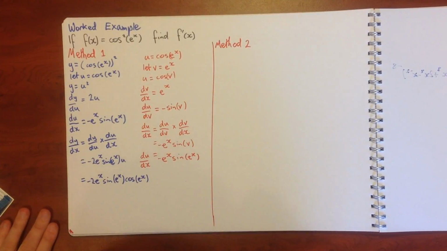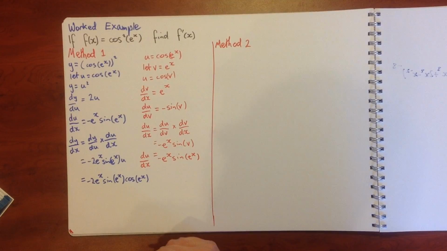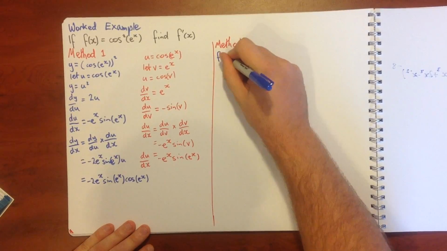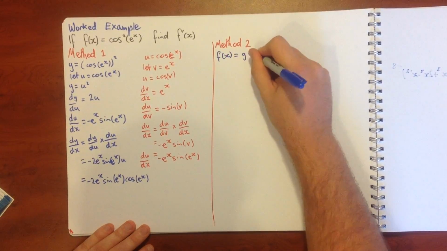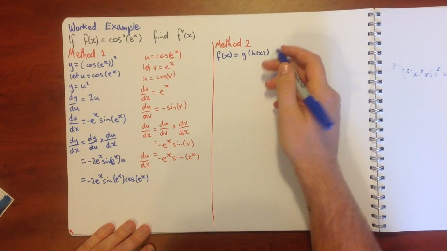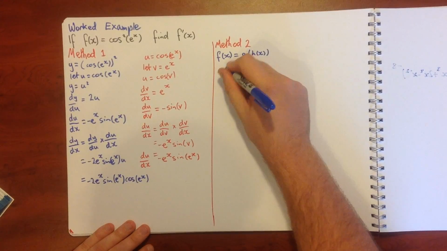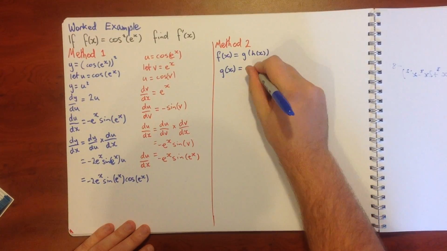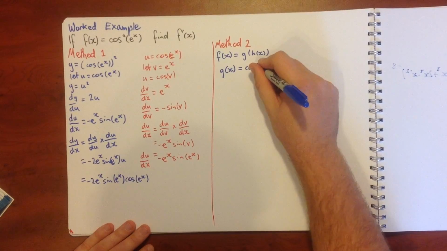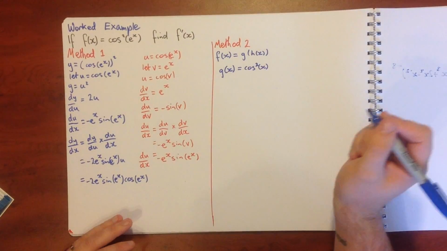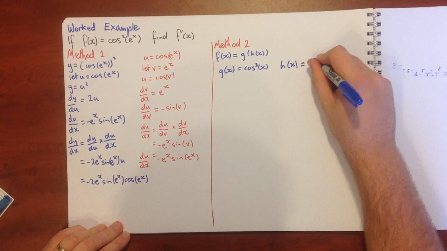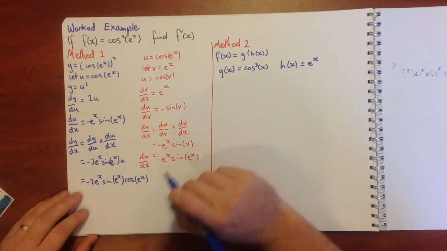Okay, so our other method, look, it doesn't make it a whole lot nicer, but there is a different way of thinking about this too, which is what I like to do. We say that f of x equals g of h of x. So what we do is actually list down what g of x is. So g of x is our cos of x squared, or cos squared of x, and our h of x is equal to our e to the x.